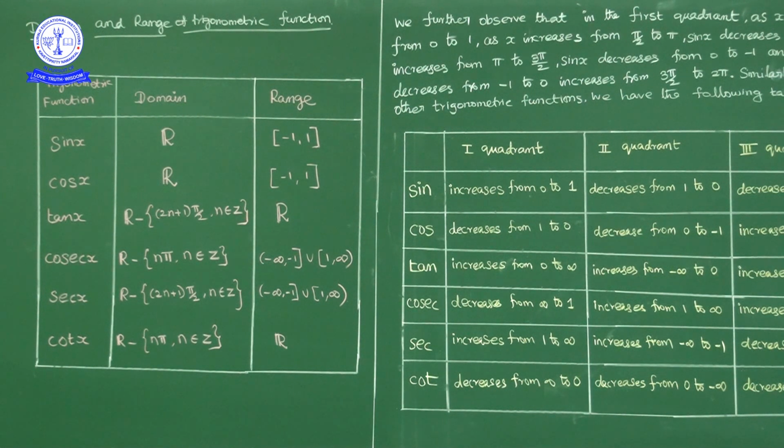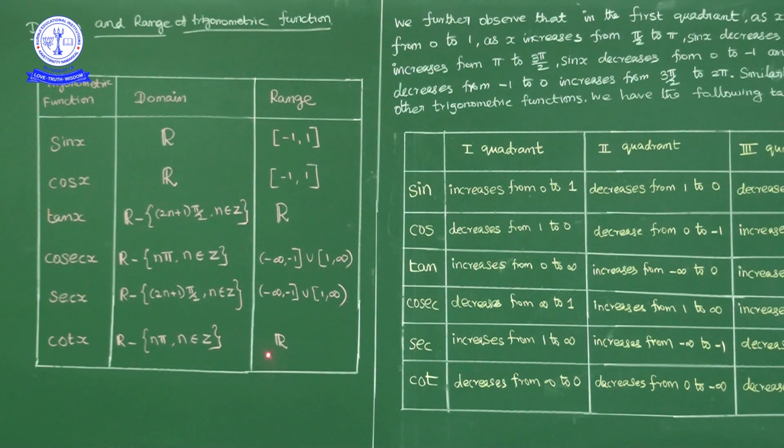Sin x is 0 for integral multiples of pi. So sin 0 is 0, sin pi is 0, sin 2 pi is 0, sin 3 pi is 0. Whenever x is an integral multiple of pi, cot x is not defined. So cot x is defined whenever x is not an integral multiple of pi. So the cot x domain is all real numbers except integral multiples of pi, that is R minus n pi, where n is an integer.